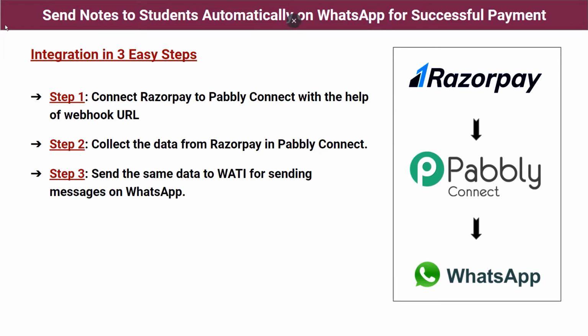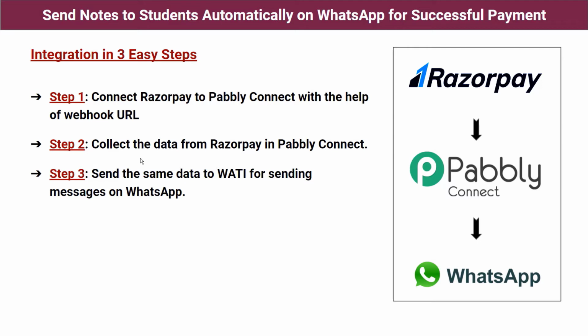So guys, these are the 3 easy steps by which you can also make this integration or connection between Razorpay and WhatsApp. So step 1 is connect Razorpay to Pabbly Connect with the help of webhook URL. So first of all, we are going to open Pabbly Connect and then connect our Razorpay with Pabbly Connect, with the help of a URL called a webhook URL.